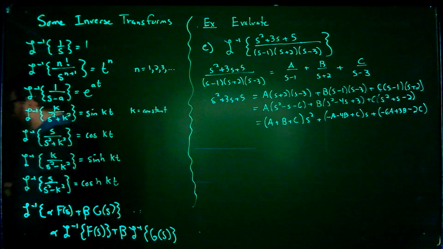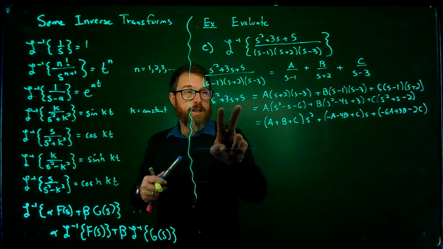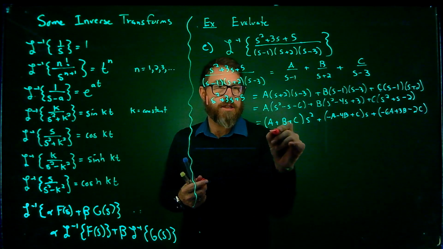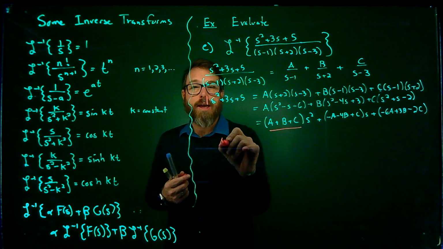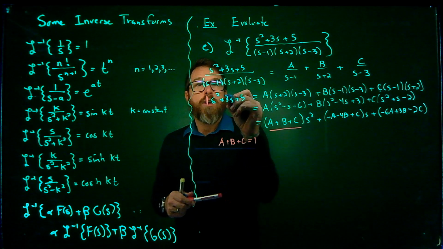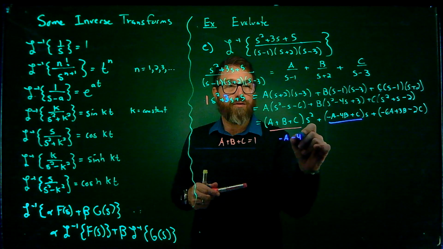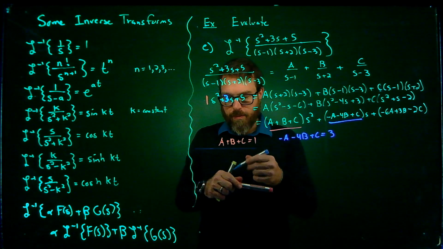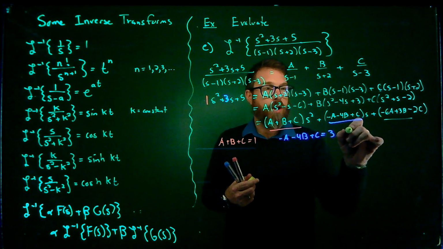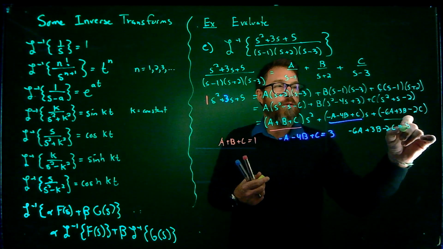Now if you're unfamiliar with this technique, for these polynomials to be equal, their coefficients have to match. That means the coefficient in front of s squared, a plus b plus c, has to be equal to 1. Similarly, your 3 has to match this coefficient, so that means minus a minus 4b plus c is going to be equal to 3. And then finally, your 5 has to match this one, so your negative 6a plus 3b minus 2c is going to be equal to 5.